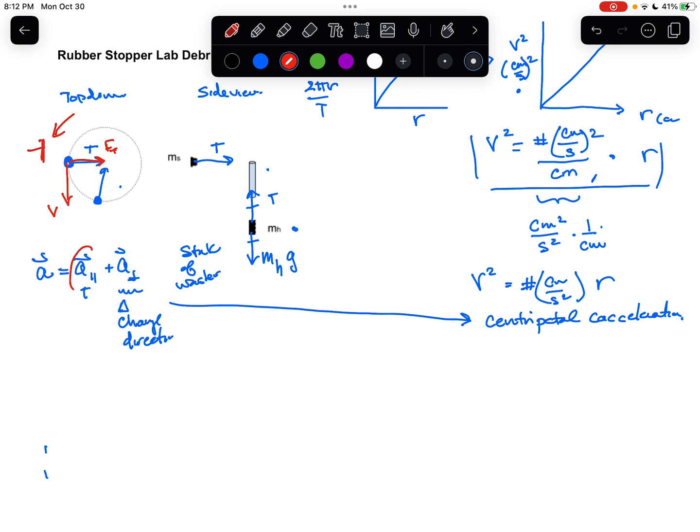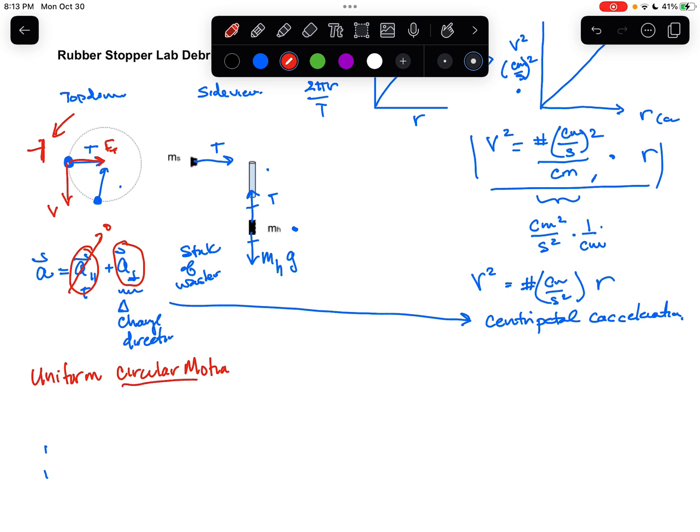So this whole term, when we're looking at uniform circular motion, is just going to be equal to 0. And when the only force acting on it is acting perpendicular, then we simply have a change in direction. So this is what we call uniform circular motion. Uniform meaning no change in speed, but circular motion meaning that it has a change in direction.